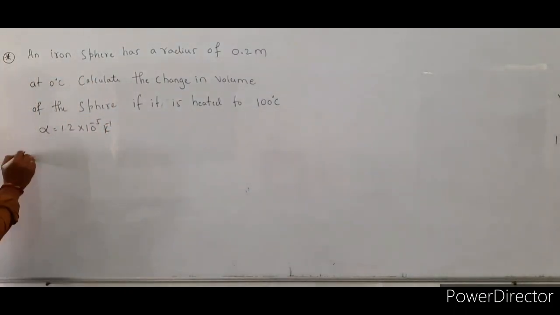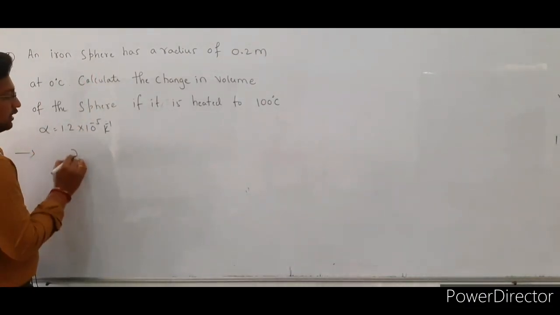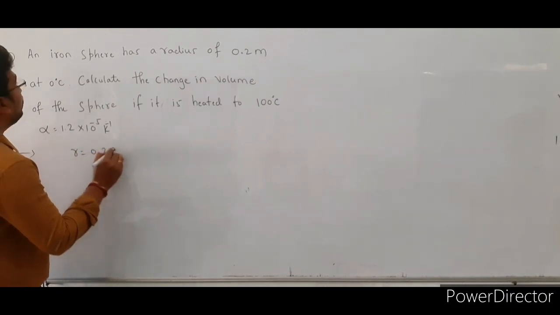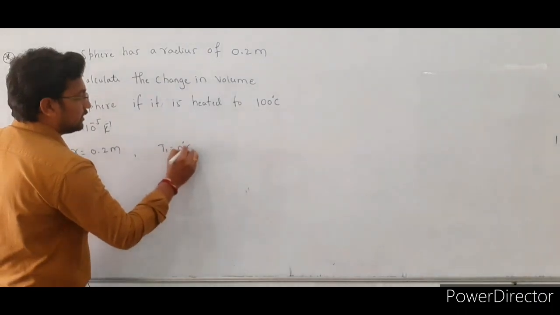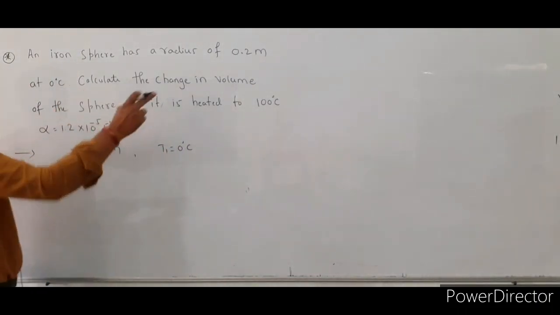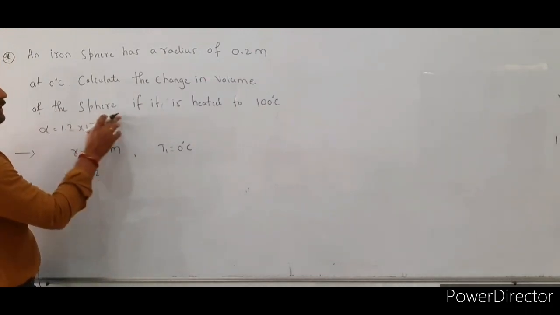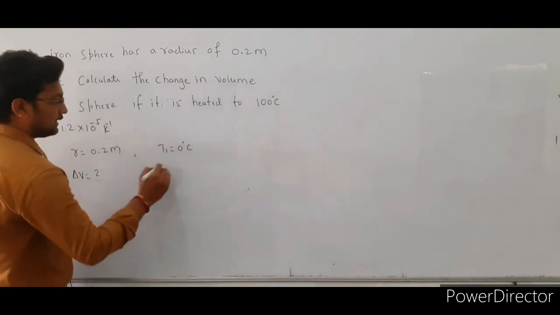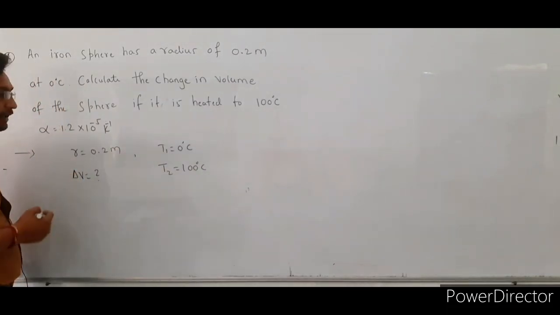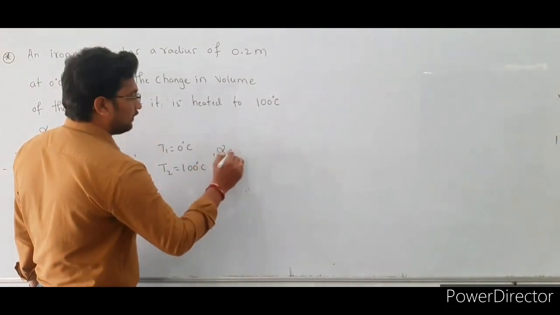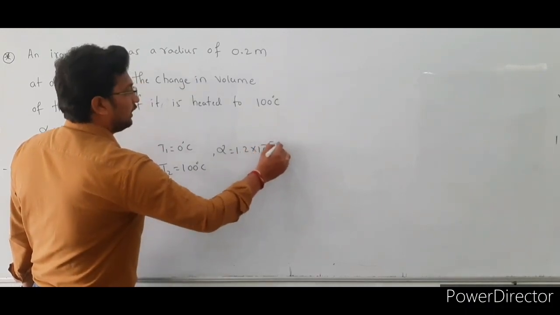Okay, see here. First write down the given terms. An iron sphere has a radius r equal to 0.2 meter at 0 degrees Celsius, so T1 is equal to 0 degrees Celsius. Then we calculate the change in volume, ΔV equals question mark, of the sphere if it is heated to 100 degrees Celsius, that is T2 equals 100 degrees Celsius. The given alpha value is 1.2 × 10^-5 per Kelvin, right?